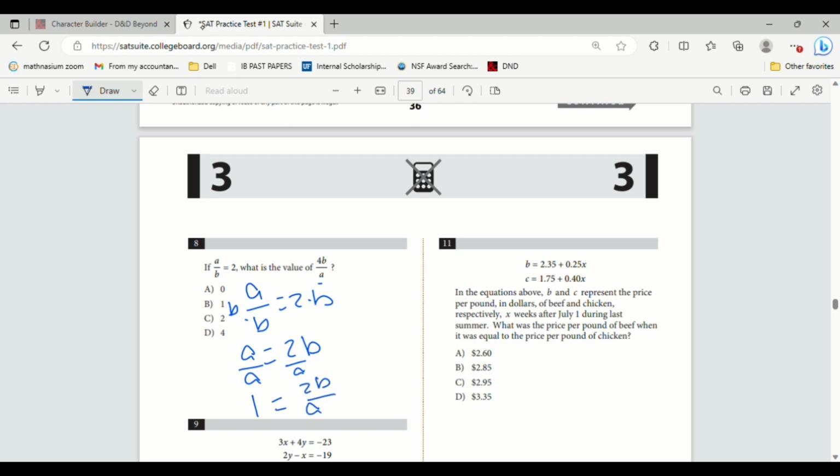And so now we have what B over A equals; 2B over A, in our case, equals 1. But we're being asked for the value of 4B over A. So to make 2B over A into 4B over A, we just multiply our 2B over A times 2. So times 2, times 2, we get 2 equals 4B over A. So the answer is C.